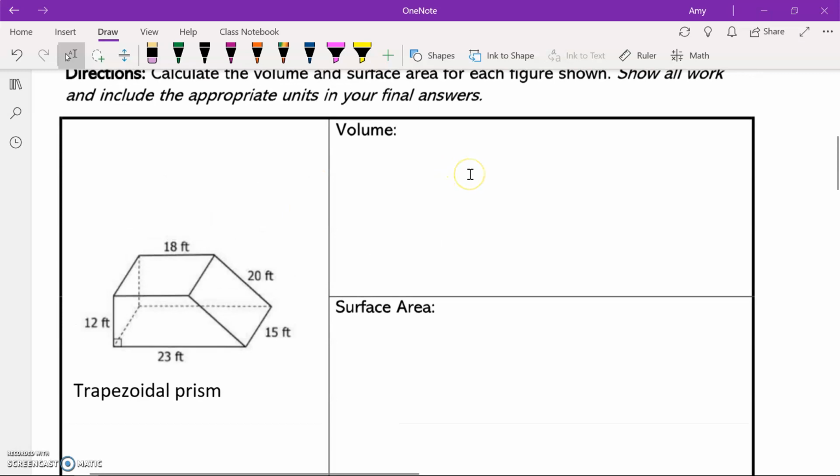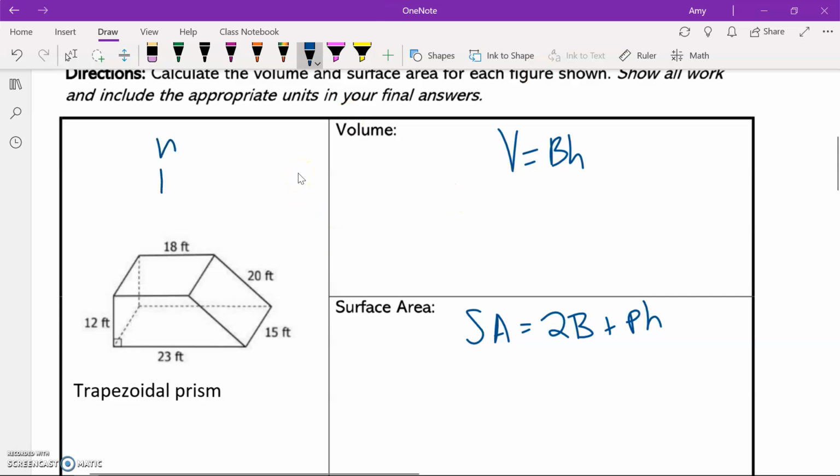So if we want to calculate volume, we know our formula is volume is BH and surface area is 2B plus pH. So we're going to need to know the height of our prism, we're going to need to know the area of the base, and you're going to need to know the perimeter of the base. And remember that our base is our trapezoid.